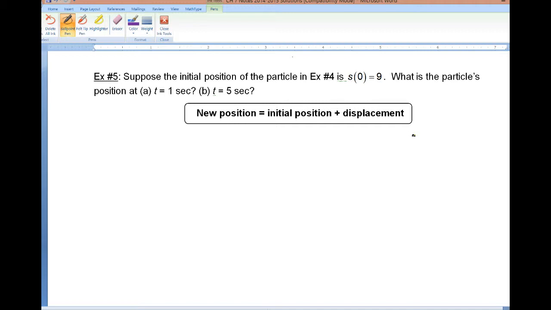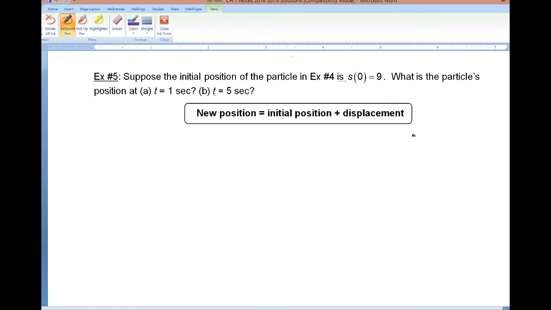Example 5. Suppose the initial position of the particle in the last example is 9. So what is the particle's position at 1 second, 5 seconds? Okay, so 1 second, it's still moving left, right? And then the 5 seconds is when it's done.